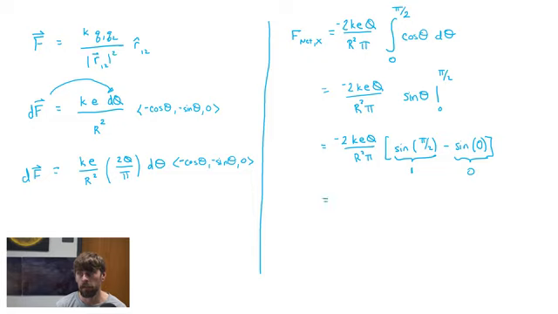So at the end of the day, we get that the x component of the net force acting on our system is negative 2k e q over r squared pi. Good. Not so bad. Of course, we did it in the right coordinate system. If we did it in Cartesian, trig subs, yada, yada, yada.